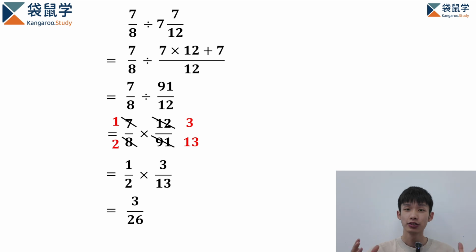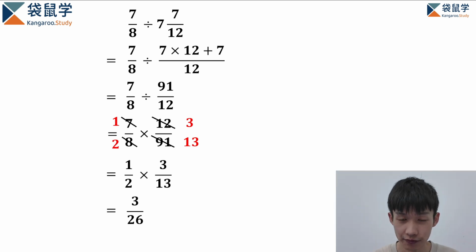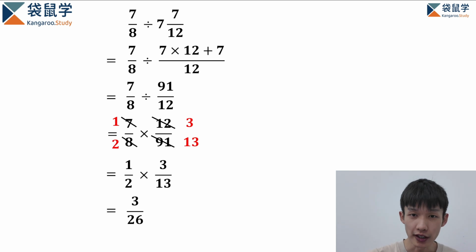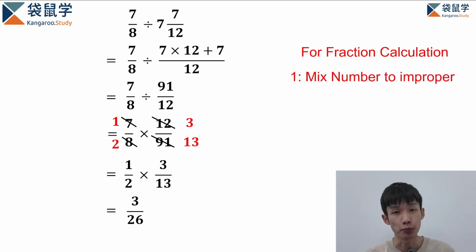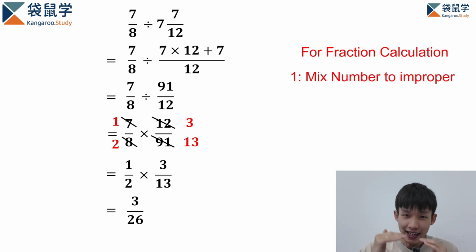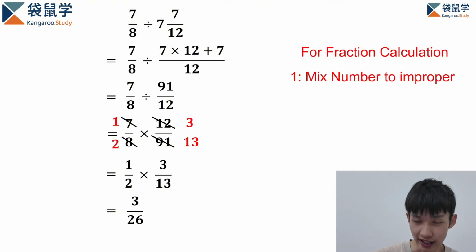Problem solved. So let's do a summary of the steps we are taking. If we have a mixed number, what should we do first? For fraction calculations, every time we have a mixed number, we need to change the mixed number into an improper fraction first. And then the next stage, what should it be?